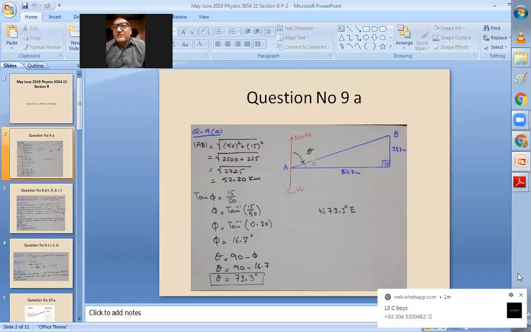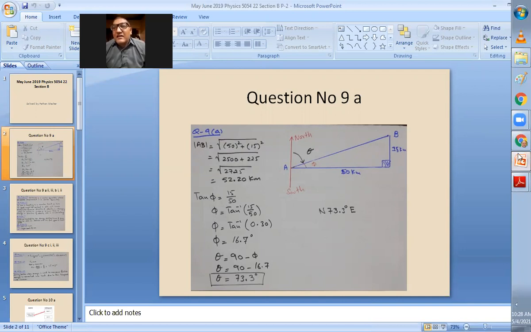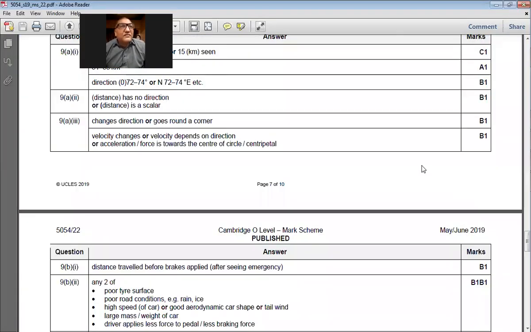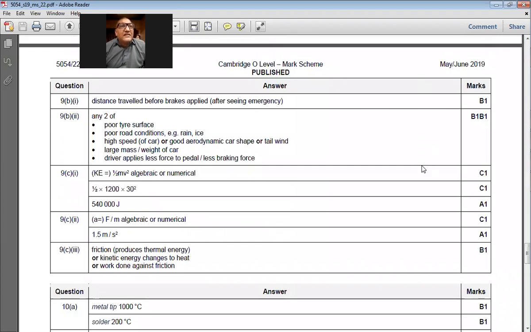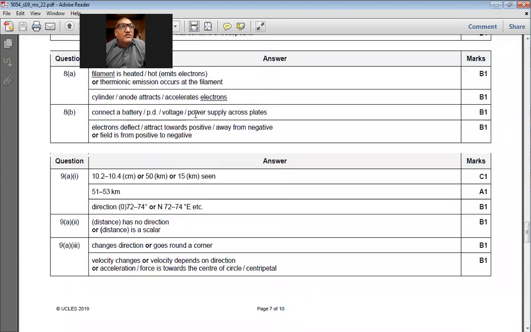That was the first part. And let me check the marking scheme. The marking scheme for question number 9 is showing up on your screen. You can see the distance traveled before, right, part.